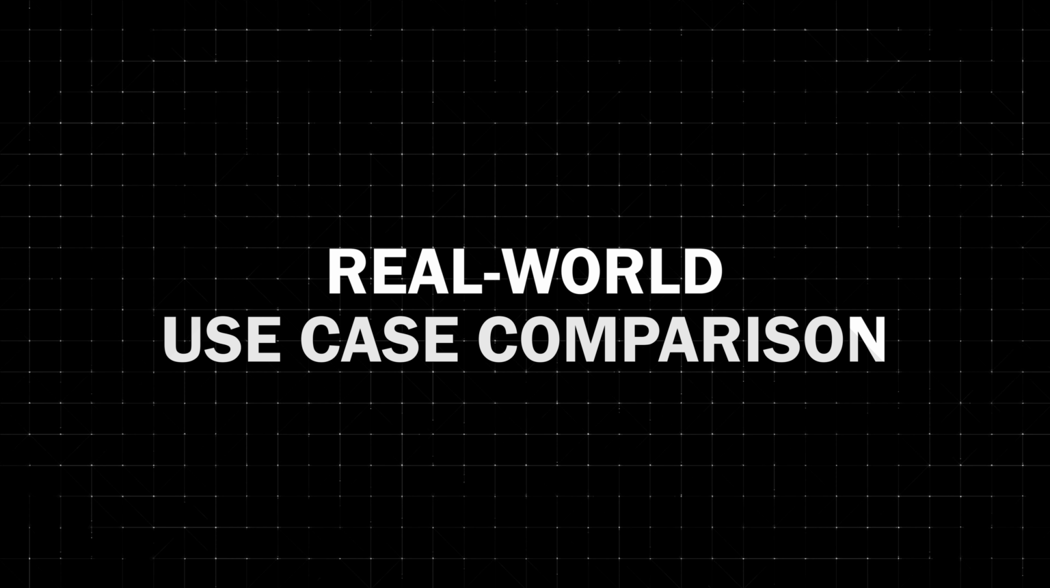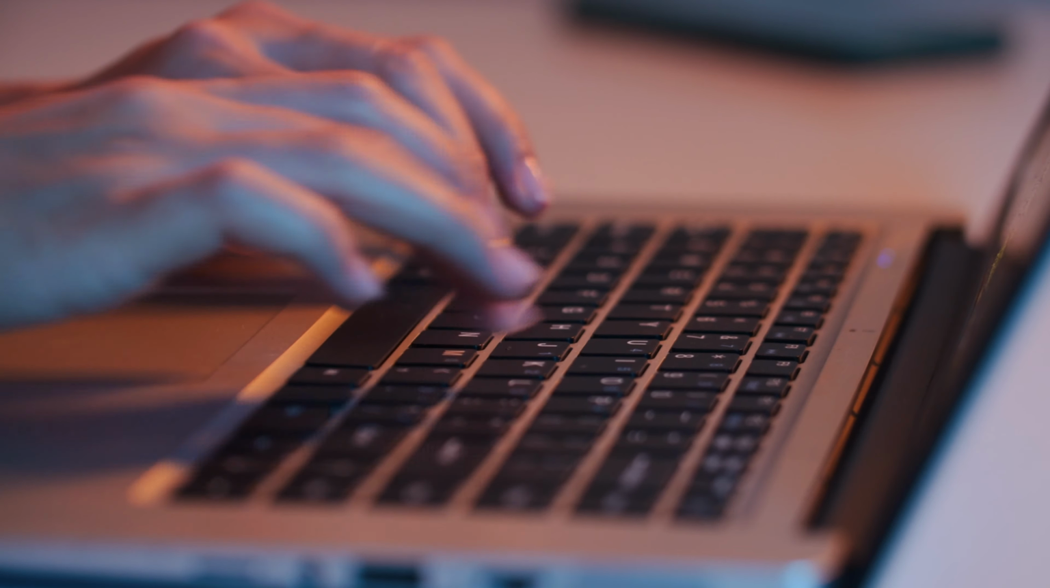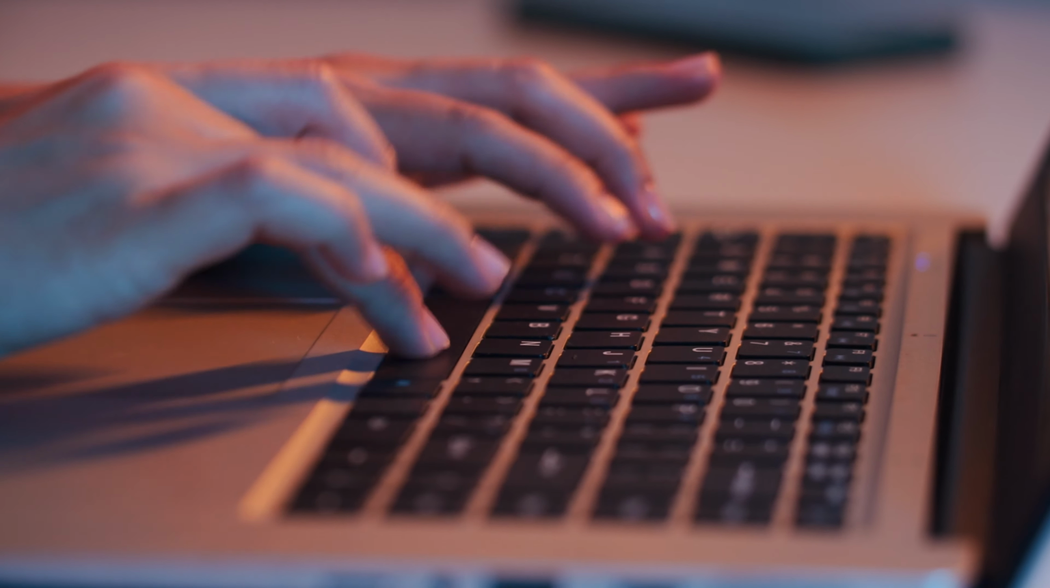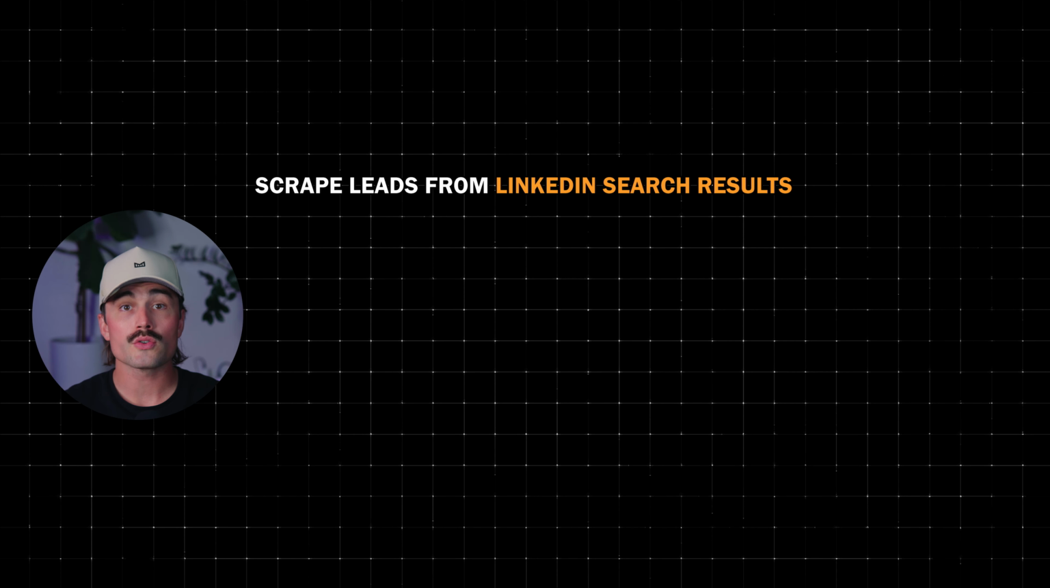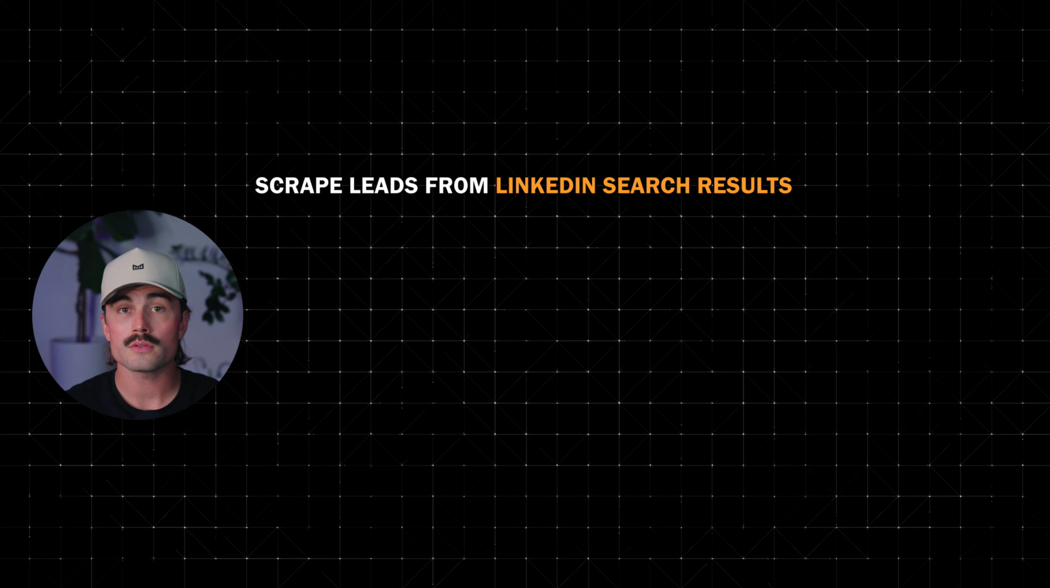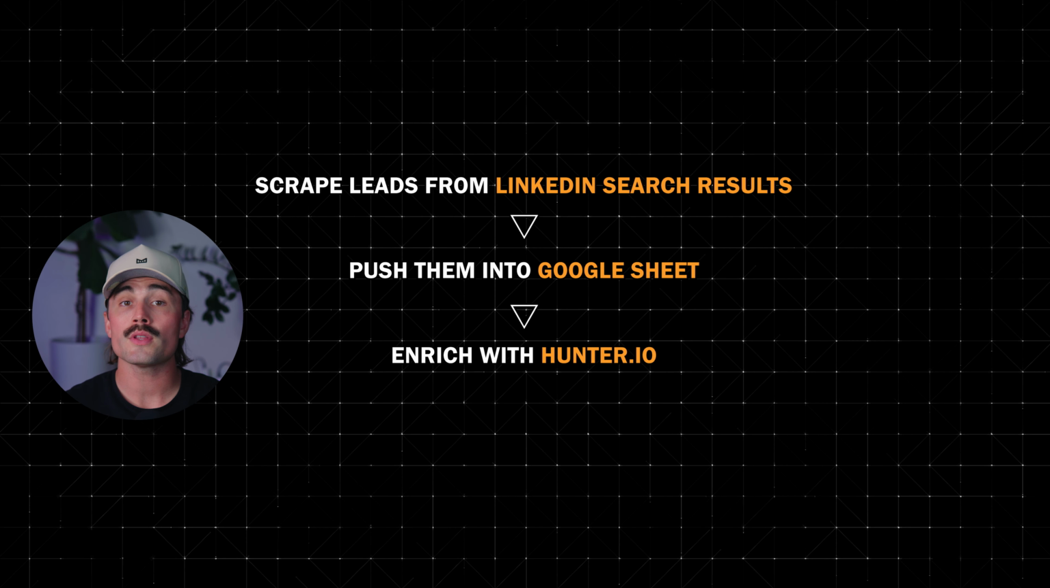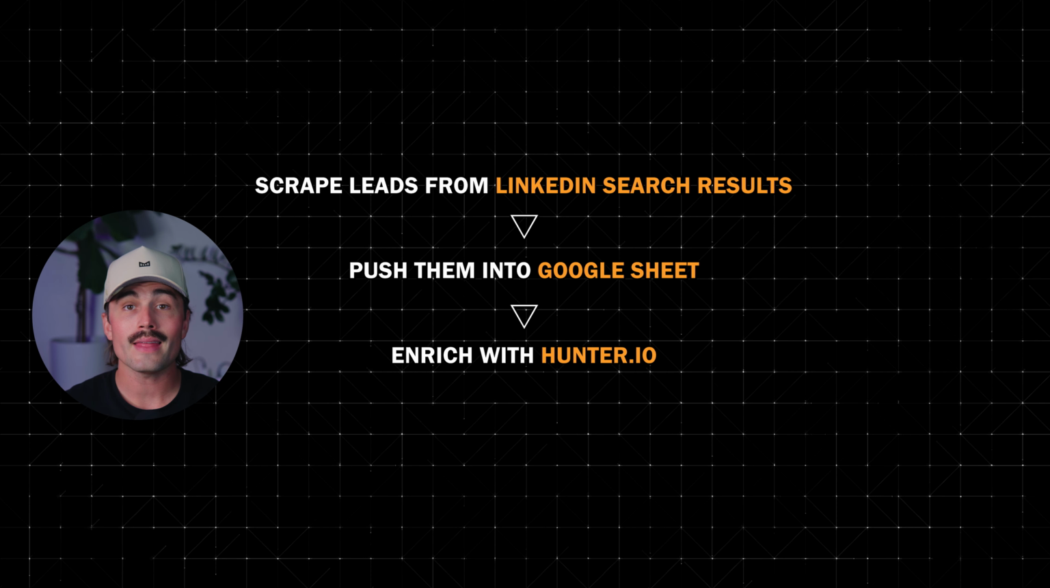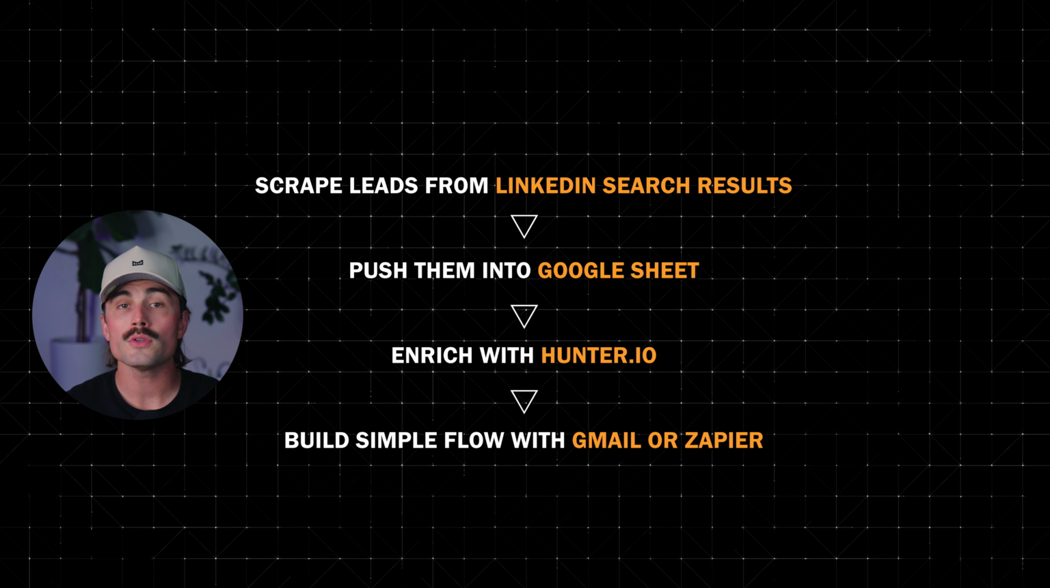Real world use case comparison. All right, let's say you're a freelancer trying to land high ticket clients. You're on a budget and you don't want to spend $100 per month yet, but you're willing to hustle. In that case, PhantomBuster makes sense. You could scrape leads from LinkedIn search results, push them into a Google Sheet, enrich them with another tool like Hunter.io, and then build a simple email flow using Gmail and Zapier. Takes more setup, but your cost is low and you have full control.